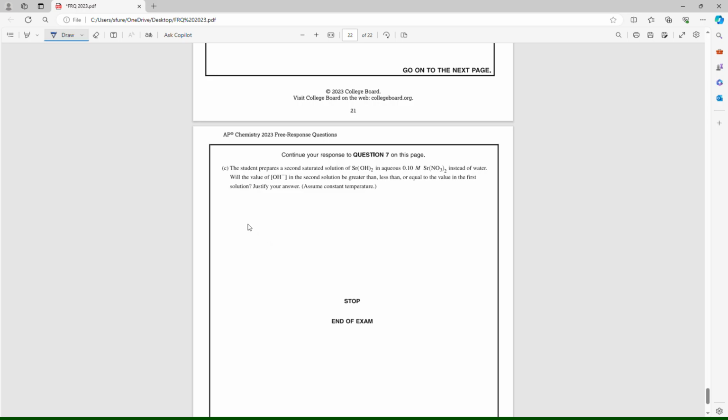So let's write out our Ksp expression. Ksp was Sr2 plus times OH minus squared. Now Ksp is constant because we have constant temperature. So let's assume we increase Sr2 plus, because we added Sr2 plus instead of using water. So if we increase Sr2 plus, that means OH minus must decrease for this Ksp to remain constant. So we would say it is less than.